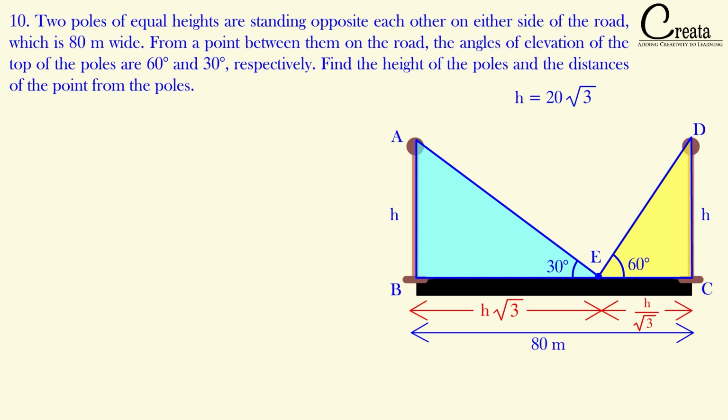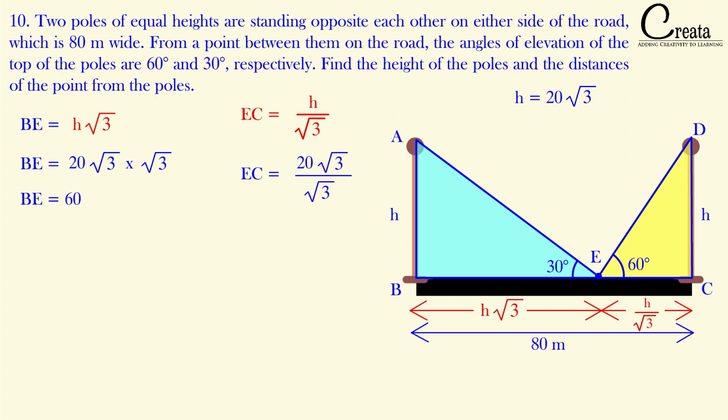The second part of the question is demanding the distance of the point from the poles. It means we have to calculate BE and EC. BE we have already calculated as H root 3. Let's replace H with 20 root 3. On solving, we got BE as 60 meters. Next, let's go for EC, which we have calculated as H upon root 3. Let's replace H with 20 root 3. On solving, we got EC as 20 meters.